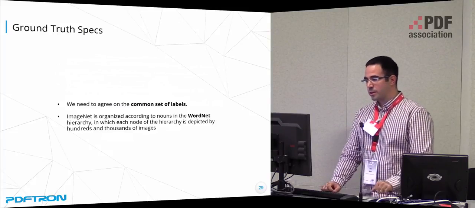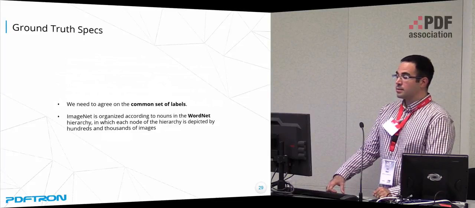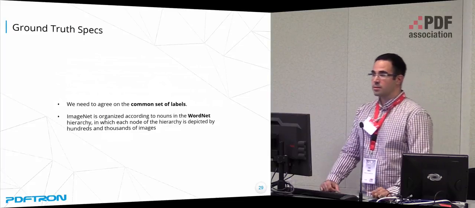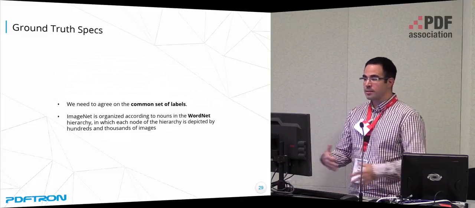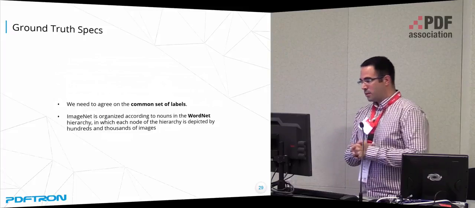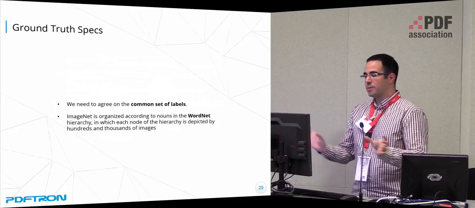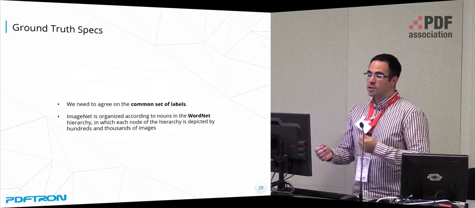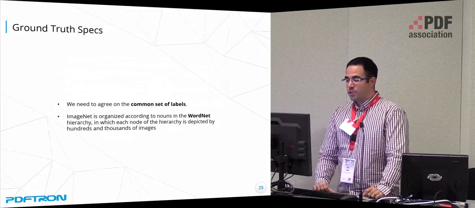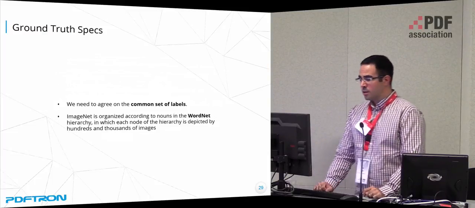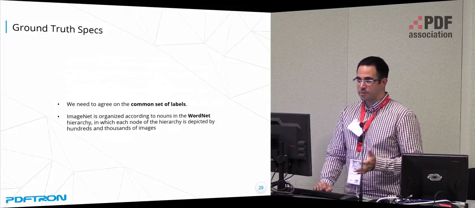So we need to do some spec work. The first step would be that we need to agree on a common set of labels that we're going to recognize. If we're not sure what we're recognizing as a community, it's going to be hard to have a common measuring stick. As a comparison, ImageNet is organized according to the nouns in the WordNet hierarchy, which is just the English lexicon, where each node of the hierarchy is depicted by hundreds and thousands of images.